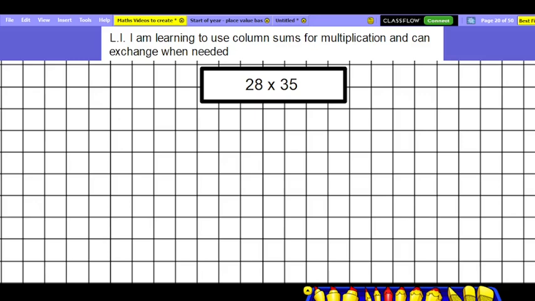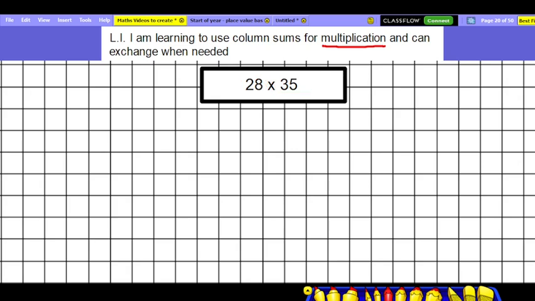Hi guys, in today's video we're going to be learning to use column sums for multiplication. However, this is part 2 of this particular video pair, and in this video we're going to be looking at how to multiply two numbers when both of them are double-digit numbers.